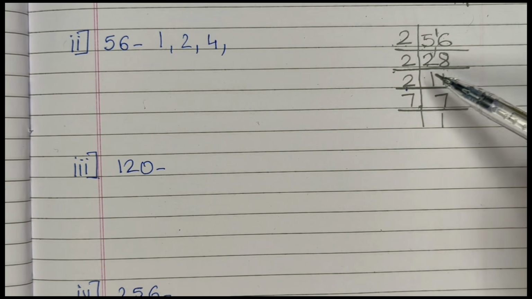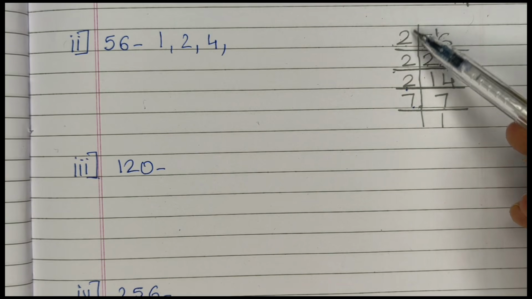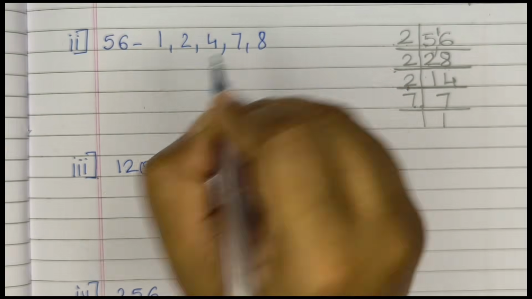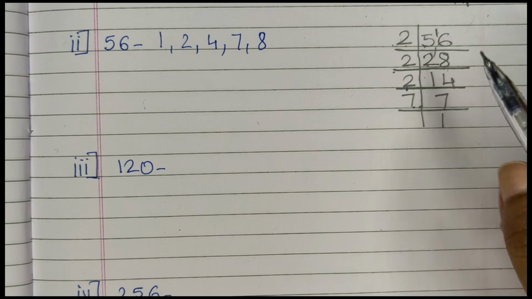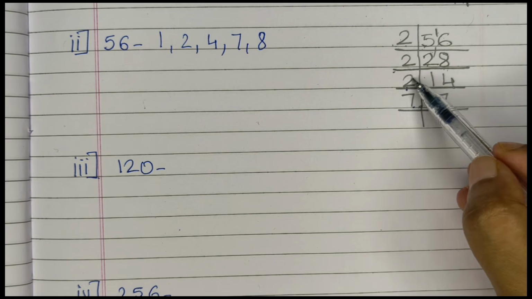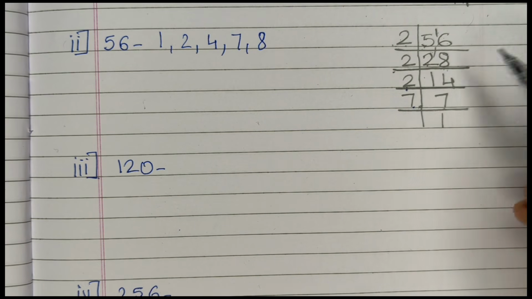So 5 and 6 are not there. We have 7 and we got 8 also here. 2 2s are 4, 4 2s are 8. So we will write 7 and 8. Understood? 7 and 8. Then you can write, see, 2 7s is 14. When you multiply 2 and 7, 14 is also a divisor. So we can write 14.